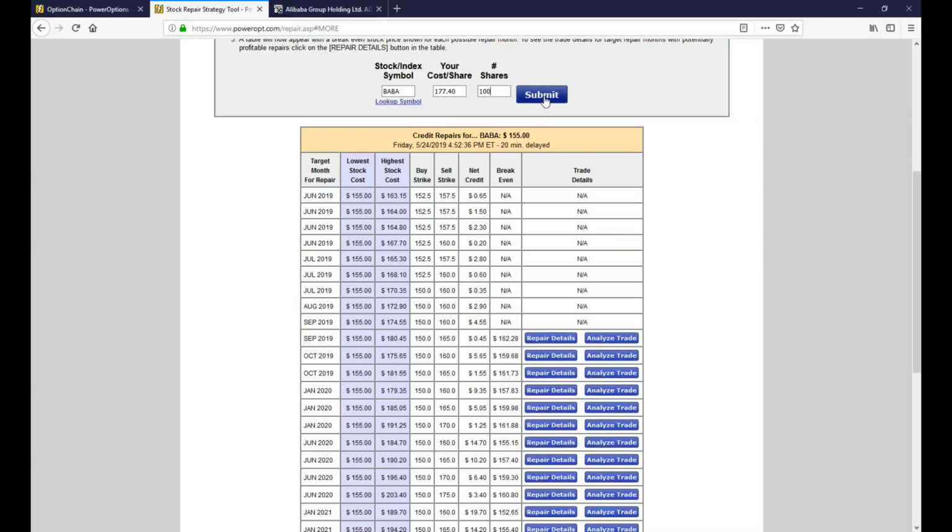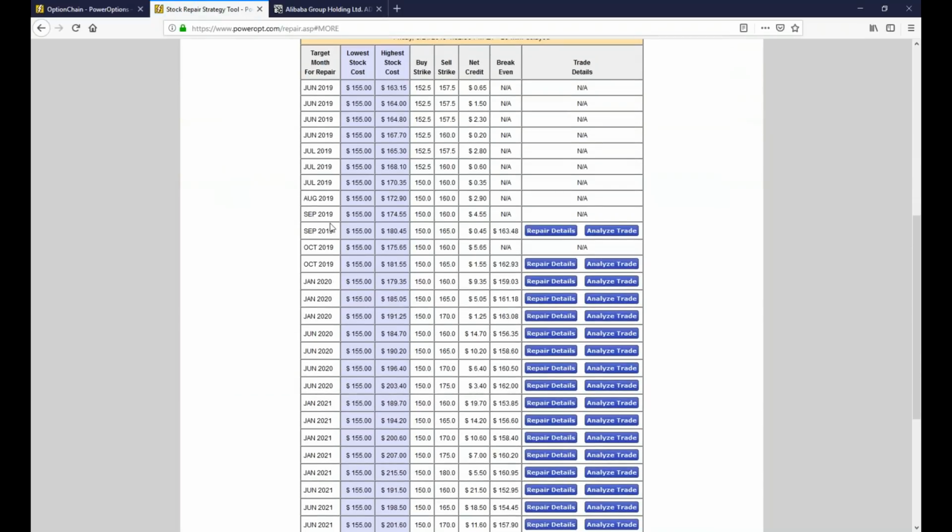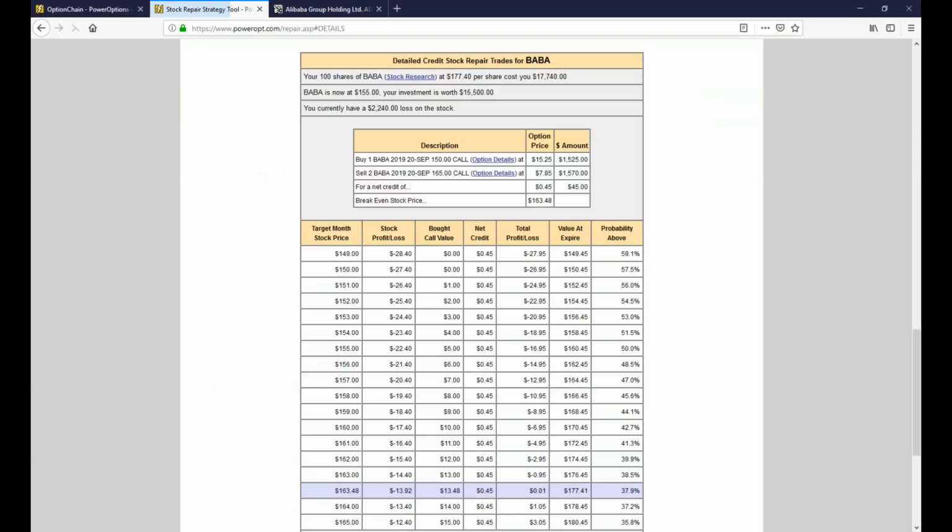All right, and I'm going to keep 100 shares in this case because it has to mimic the stock ownership. But again, we only see one repair to September. This doesn't work for us though, does it? Why? This is a ratio spread that it's trying to build. The details are we buy one September 150 and sell two September 165s for a total net credit of 45 cents. But it's a ratio call spread where we're short two contracts and long one.